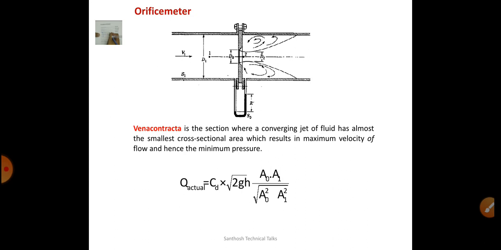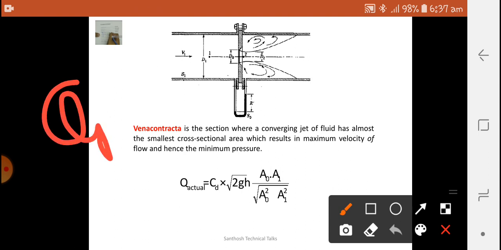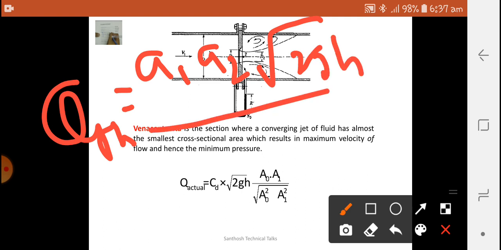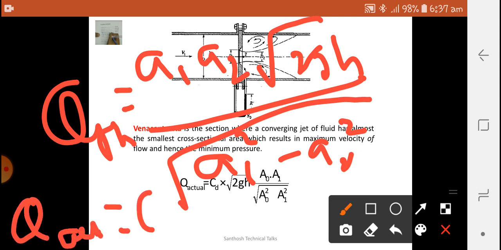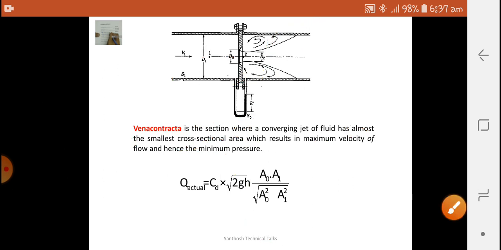So the same formula as I said. The theoretical discharge is A1 A2 root of 2GH divided by the root of A1 square minus A2 square. So the actual discharge is equal to CD times the theoretical discharge. Therefore the formula is here. So in the venturimeter, the losses are very minimum, whereas in the orifice meter the losses are maximum. That is, the vena contracta is more.